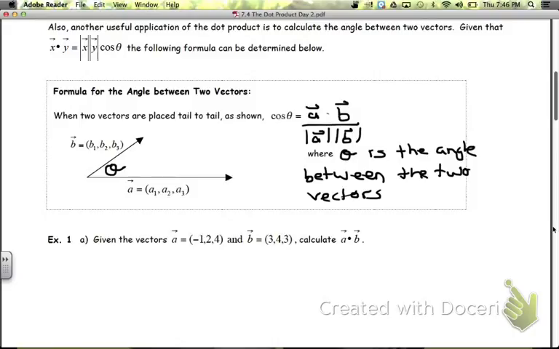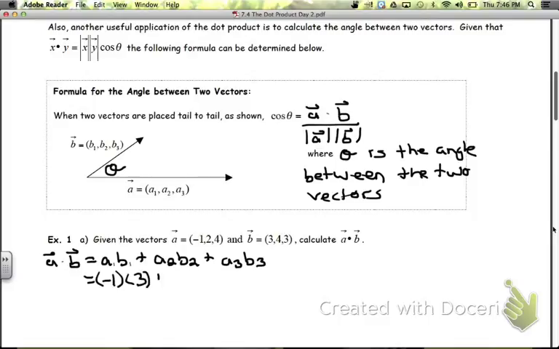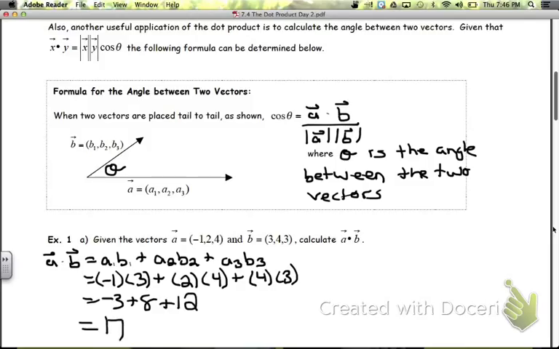Let's look at an example. Given the vectors a equal to (-1, 2, 4) and b equal to (3, 4, 3), we want to calculate the dot product between these two vectors. As we discussed above, we multiply a1 times b1, add a2 times b2, and add a3 times b3. So -1 times 3 plus 2 times 4 plus 4 times 3. That's -3 plus 8 plus 12, and we get that the dot product between our two vectors is 17.